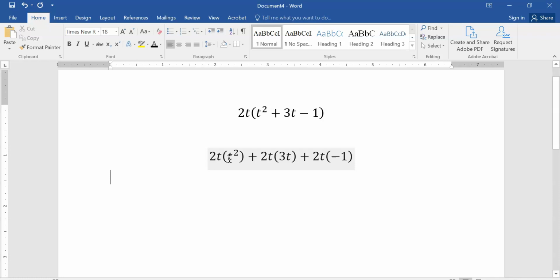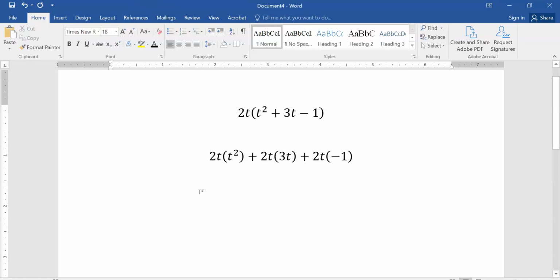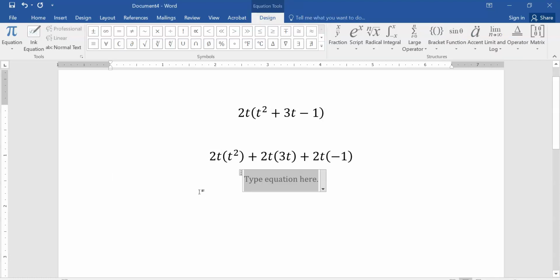All right? Now, you'll notice that each one of these individual products, 2t times t squared, is actually just a product rule, just like we did in section 3.2. So 2t times t squared, well, this is again t to the first power times t squared. We're going to add those exponents. So we're going to end up with 2 times t to the third power.